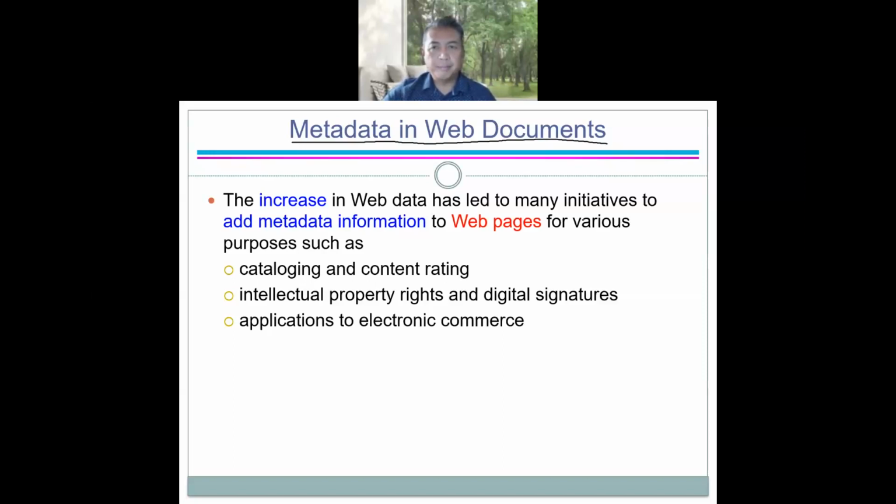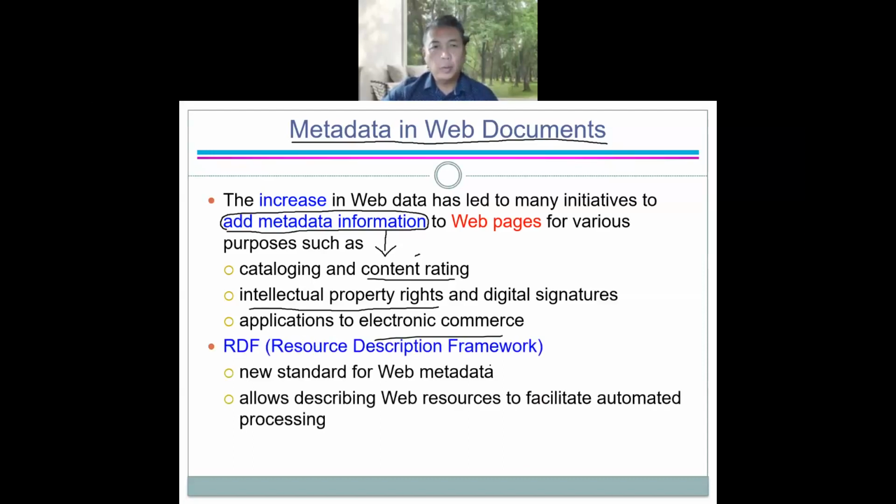When we look at this one, it says that the increase in web data has led to many initiatives to add metadata information. We need to add this because it serves the purpose of cataloging and content rating. When we perform content rating, we always give credit to the author. Also for intellectual property, because we want to know who is the owner of the web page. And if you want to promote certain things, we can also apply the metadata information in e-commerce applications.